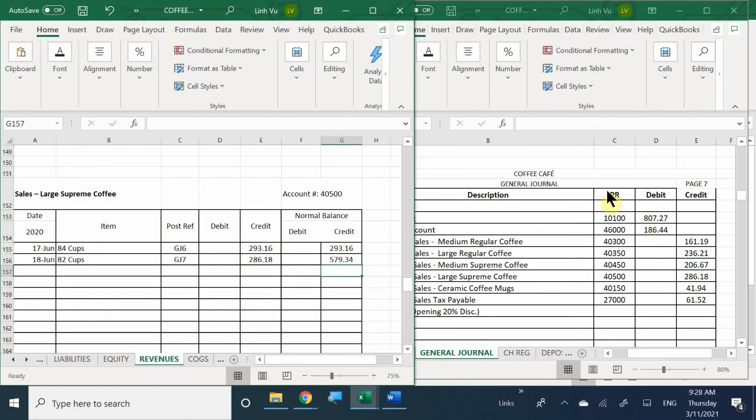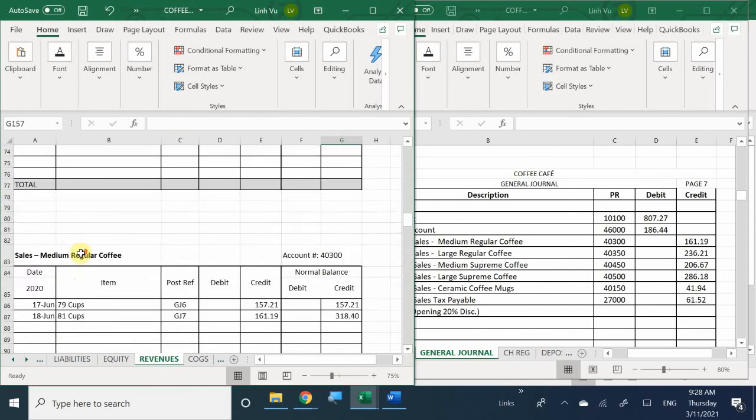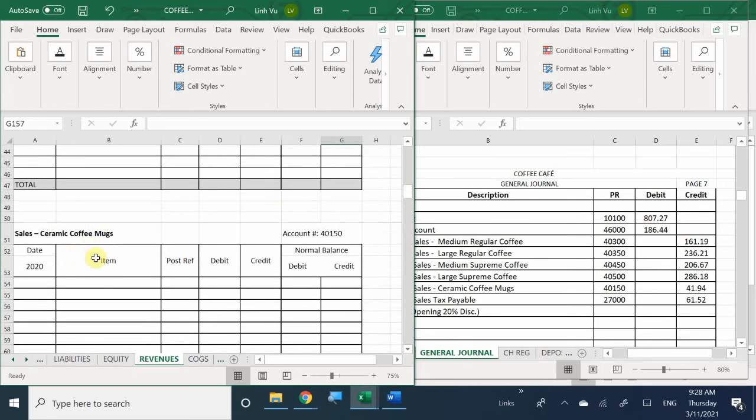Last but not least, we have sales ceramic coffee mugs. In this case, we have to go all the way back up to the top because our ceramic coffee mugs are part of the wholesaling section as well. So here we are, sales ceramic coffee mugs, and the date. How many coffee mugs did we sell? 6. You could put sold 6, or you can actually put the 6 mugs.